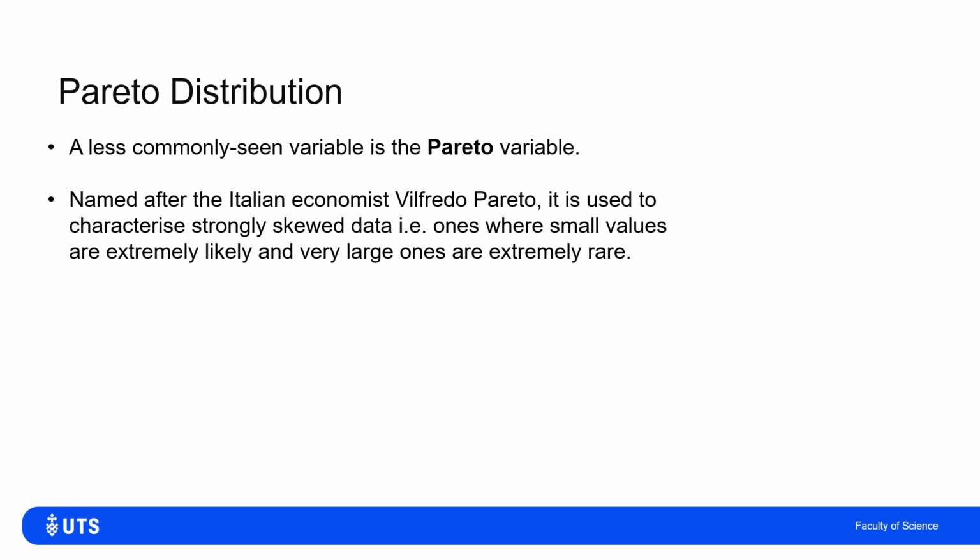Now this is named after Vilfredo Pareto, who was an Italian economist, and it's used to look at very skewed data sets. So ones where most of the values are close to the smallest value I might detect, but there are very large outcomes which are unlikely to be seen, but not impossible. They will exist.